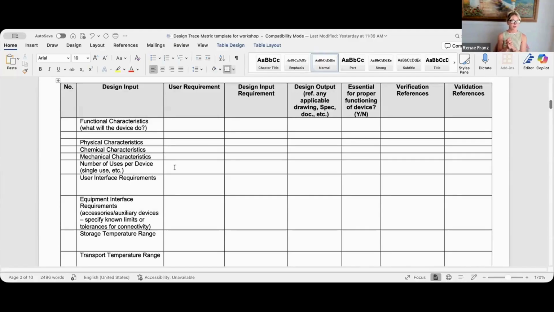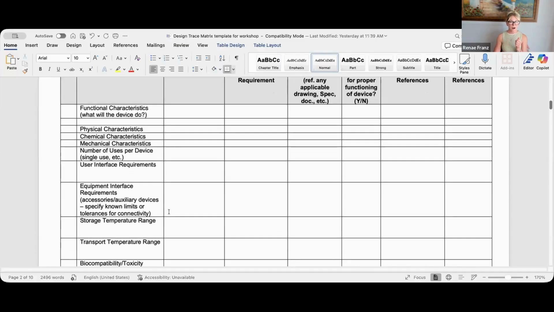So that gave us the number of uses per device that we had to validate to. Then we had user interface requirements. That was part of those physical characteristics that we talked about. But it was really important that whether we were working in grams or milliliters, it was really easy for the user to program not just how they would collect blood in grams or milliliters, but also the exact amount of blood that they could take from that donor.